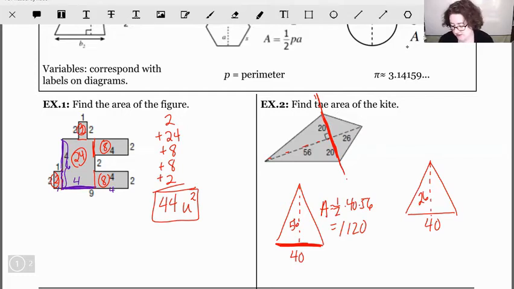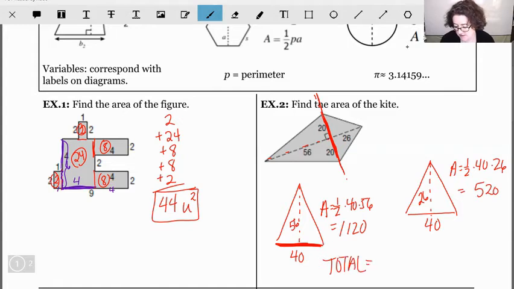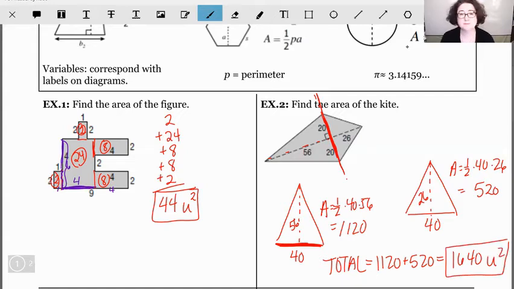Okay, our right-hand triangle is going to give us 1/2 times our base 40 times our height 26. So multiplying that out, I get 520. And so my total area, I just have to add those pieces together. So that's 1120 plus 520 equals 1640. And again, no units given, so I'm going to say my units squared to keep it general. So again, just looking for pieces that we know about.